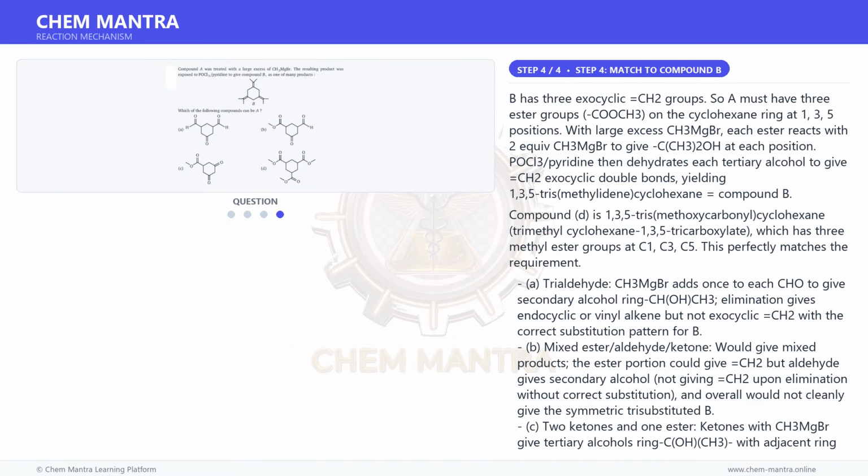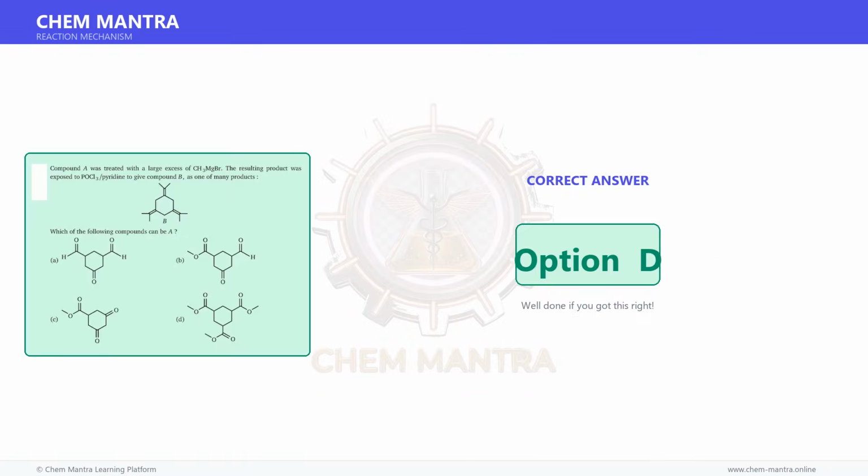D. 3 methyl esters: each ester plus CH3MgBr gives C(OH)(CH3)2, then POCl3 gives =CH2 exocyclic. All 3 positions give =CH2, producing compound B. This is correct. Therefore, the correct answer is option D.